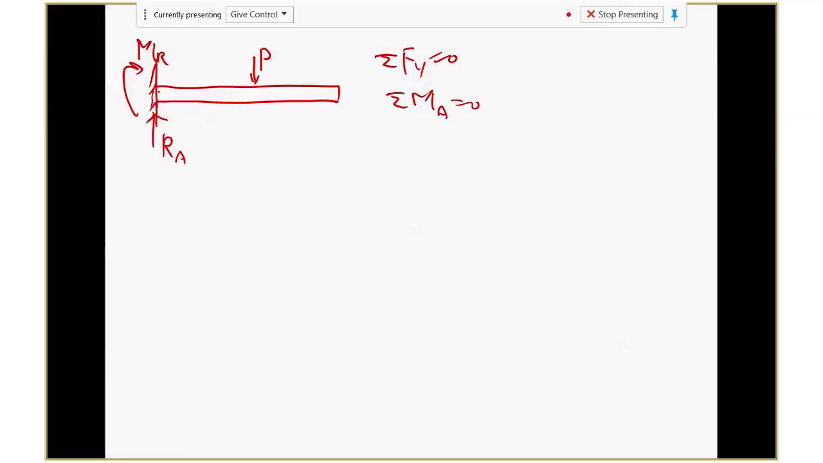So we can find all the reactions. So therefore, it's determinate, right? Because you are so familiar with it, without writing all this equation, you can see, oh, that's it, determinate. But with this beam, if you apply load here, this point can deform a lot, right?